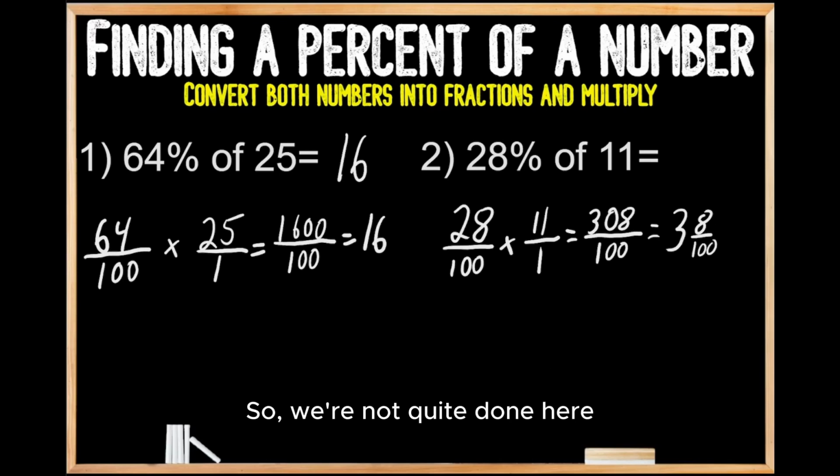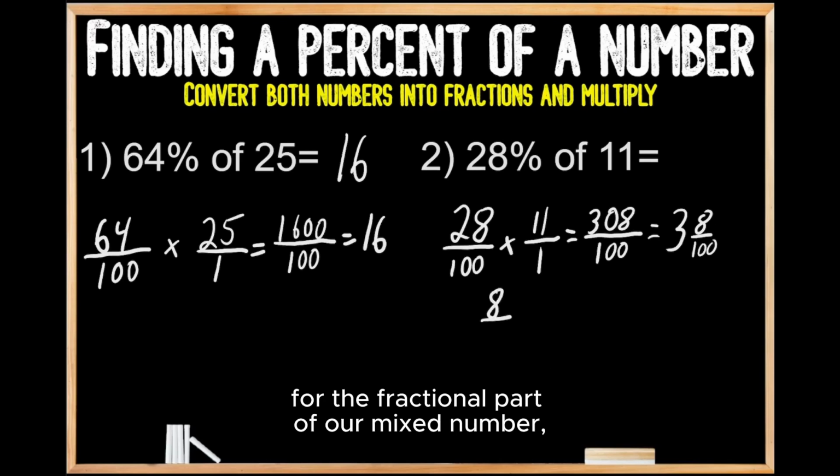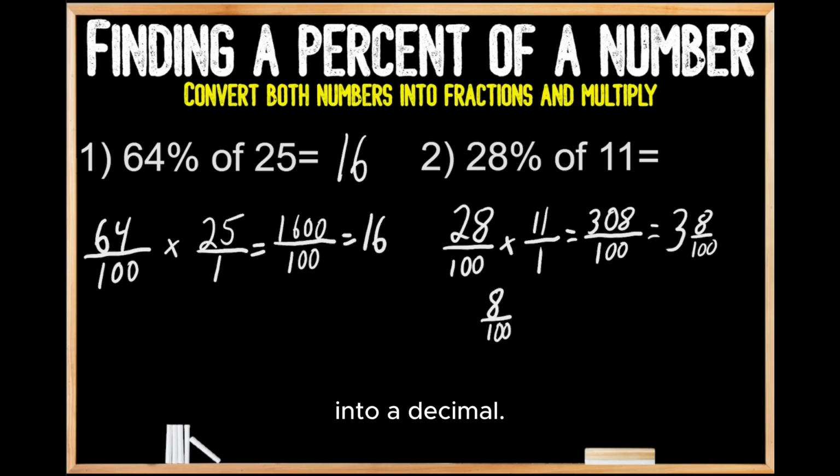So we're not quite done here because we are going to convert our 8 hundredths, the fractional part of our mixed number, into a decimal. So we write 8 hundredths as a decimal. So when we calculate 28% of 11, we get the answer of 3 and 8 hundredths.